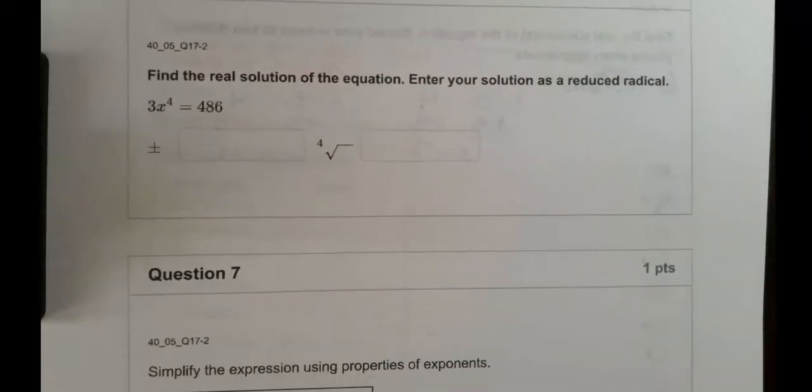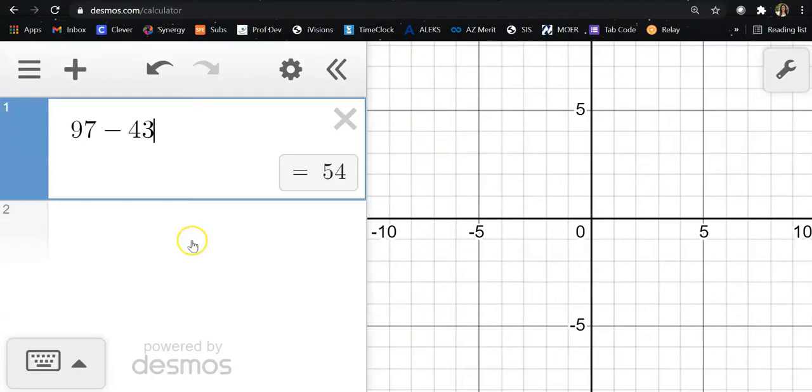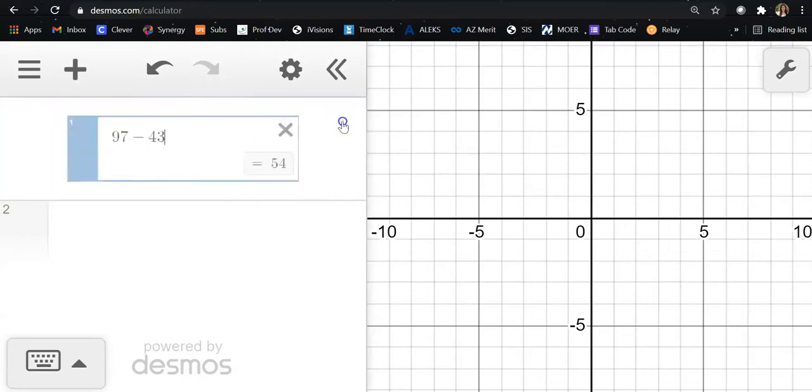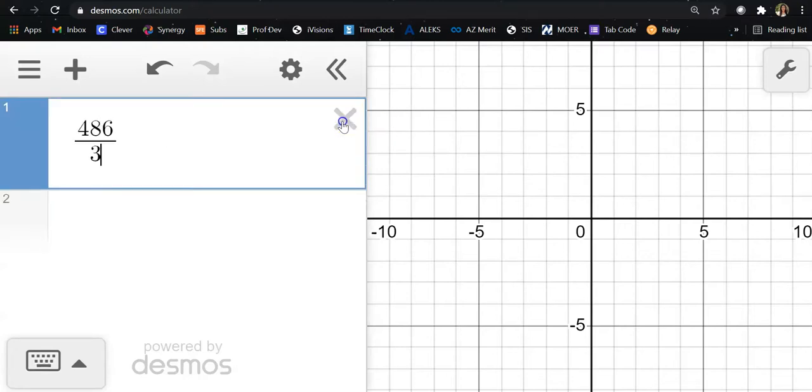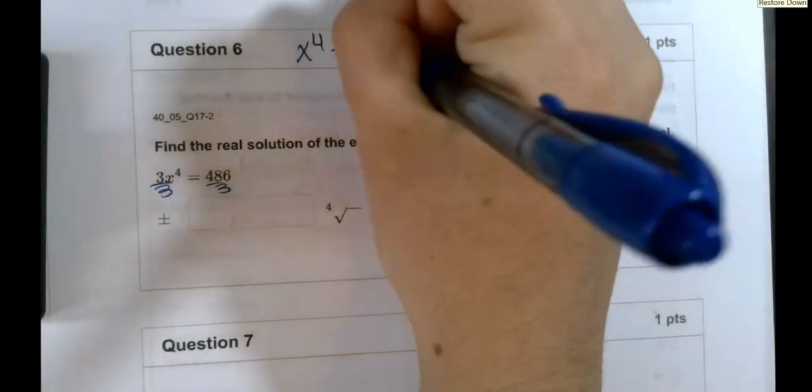This one wants me to find the real solution, so kind of like the last one, I want to start off by dividing both sides by 3. I get x to the 4th equals, I'll go divide on Desmos, which gets me 162. Then I want to do the 4th root.